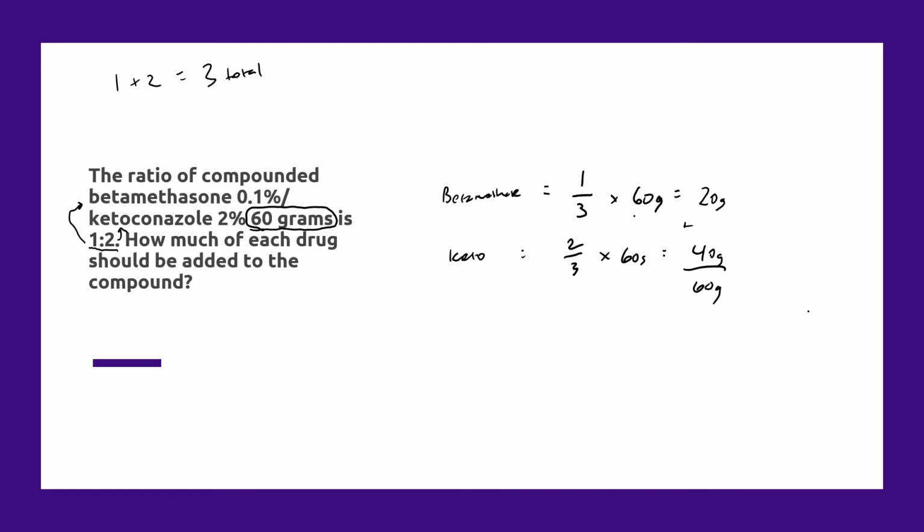So remember, all you have to do is take this ratio, add those two numbers together to get your total number of parts, and then multiply your weight or volume by the fraction of parts of each individual ingredient. So I hope that was a good explanation. If you need any further explanation on this, feel free to follow up with us.